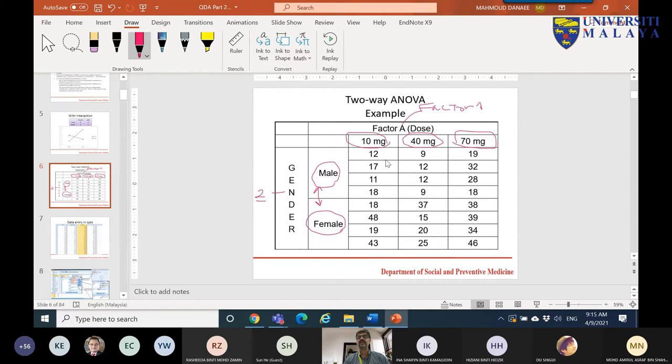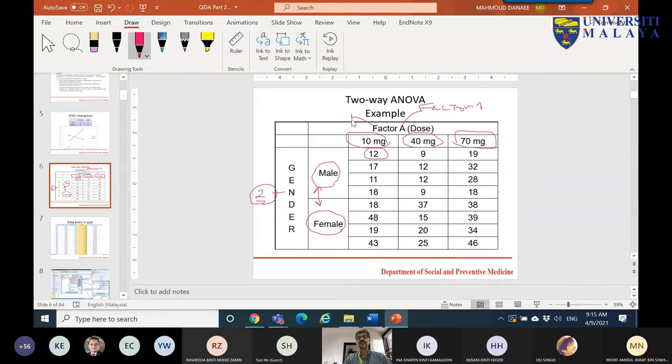There is no repeated measure here. Each subject has only a single observation. So this is a typical example of two-way ANOVA or a two-factor study. Remember, especially in experimental studies, not in surveys. Of course, in surveys it can also be applied, but basically this kind of analysis is more applicable when you are dealing with experimental studies.